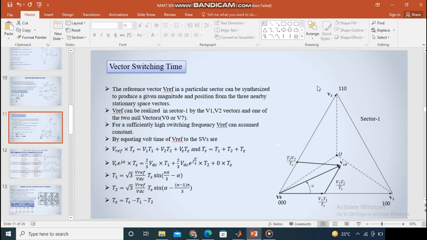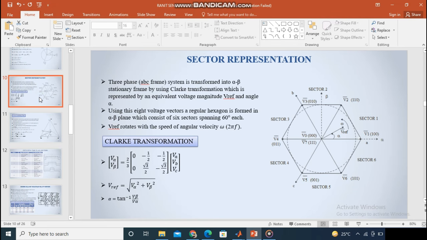Like for sector 1, you can see here the main stationary vectors are V0, V1, V2, then again V0, or you can say V7 also. In the beginning, I have told that the main objective of space vector modulation is to obtain the maximum load line voltage and minimize the switching frequency. So how can you obtain the maximum load line voltage? You have to synthesize the reference voltage vector from 3 nearby stationary space vectors. So that is the main concept.